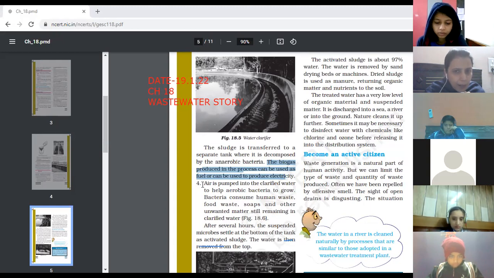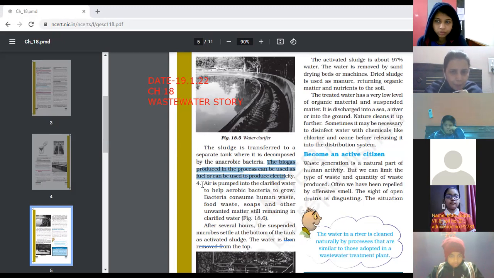After several hours, what happens? The suspended microbes settle at the bottom of the tank, and that is known as activated sludge. Already we had read one word, sludge. That was a solid waste. Now it is activated sludge. The water is removed from the top.